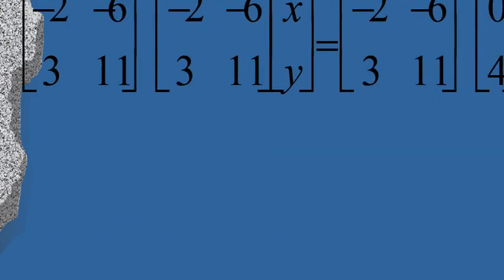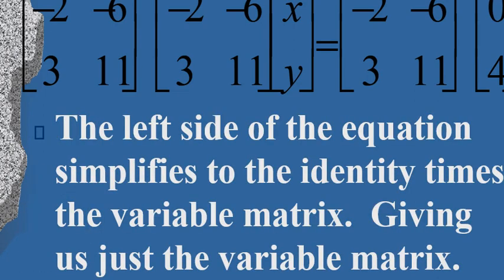So we will just do the inverse matrix, -2, -6, 3, 11, to the -1, times this whole thing, x, y, times this. The left side of the equation simplifies to the identity times the variable matrix, giving us just the variable matrix. This is the important part. This is what we need right here at the bottom. Just like I showed you for the warm-up today.